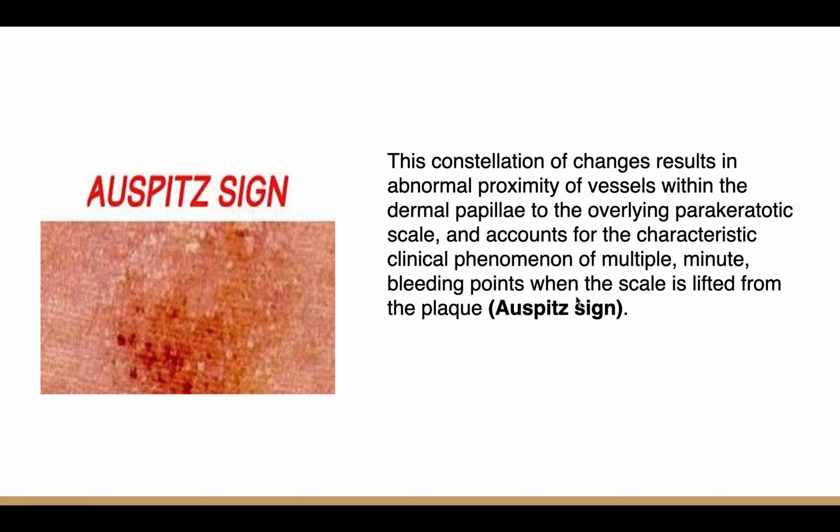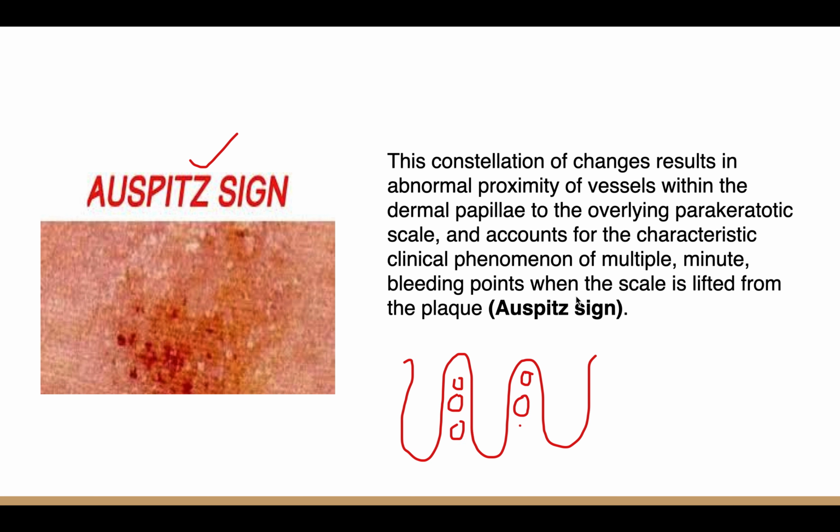Now going to the part of Auspitz sign. We already discussed that if these are the rete ridges, in between there is proliferation of the capillaries. Because there is abnormal proximity of the vessels within the dermal papilla to the overlying parakeratotic scale, because here only scale is there, the distance is very less. What will happen is multiple minute bleeding points can be formed whenever the scale is lifted from the plaque. This sign is known as Auspitz sign and is very characteristic of psoriasis.